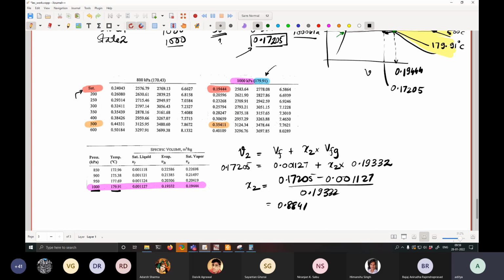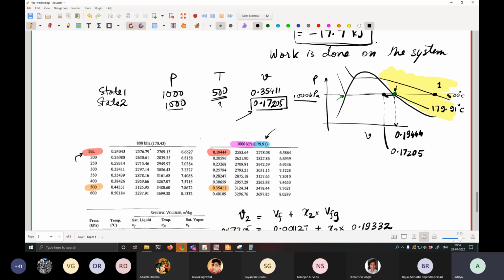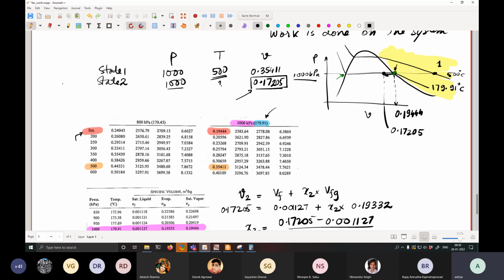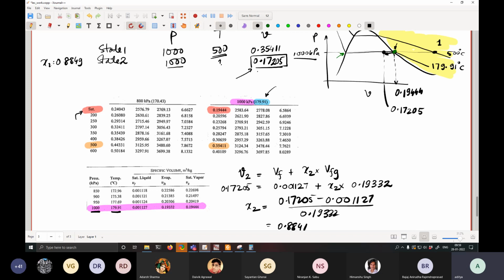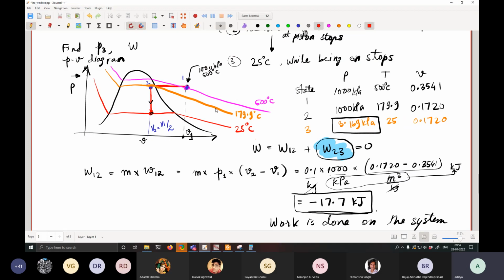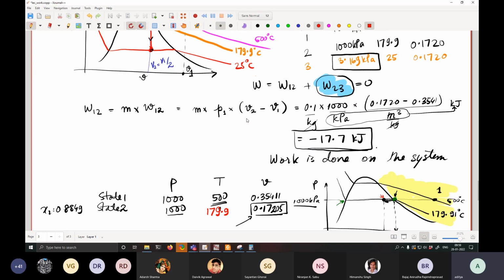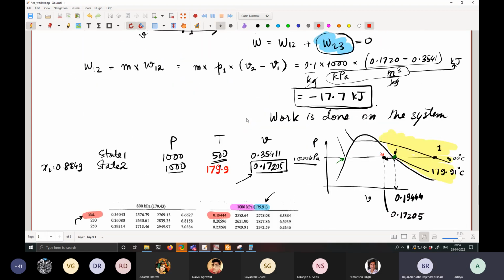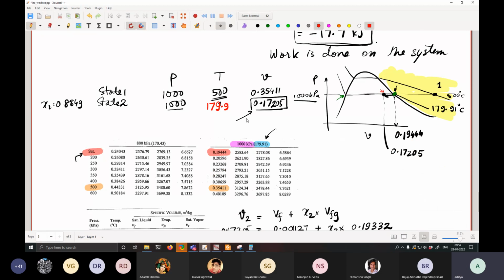Okay. So what is the temperature going to be? At this point, what is the temperature? So we know that X2 is 0.8841. What is temperature? Look, we're in the dome. So at this point, what should be the temperature? Saturation temperature. So it's 179.9. What kind of answers did we get? We got 179.9 only. Okay. Is that fine? Yes, sir. So this is how you need to approach the problem.